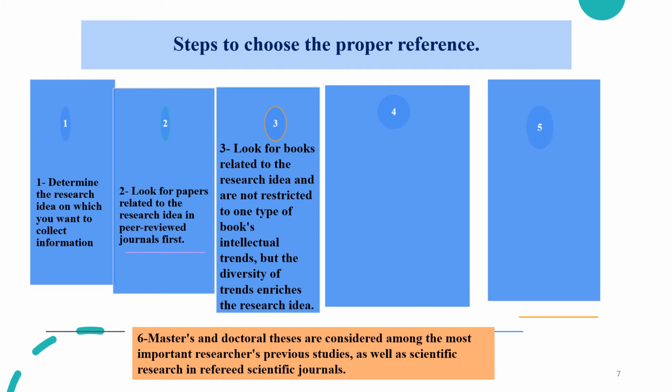Number three, look for books related to the research idea, and please never be committed to only one type of attitude, intellectual trend, or point of view of the writers or researchers. You should mention many books and many researches that differ from each other, to enrich your scientific paper, to analyze these ideas and points of view, criticize them, and propose your new idea and new solution to the problem.